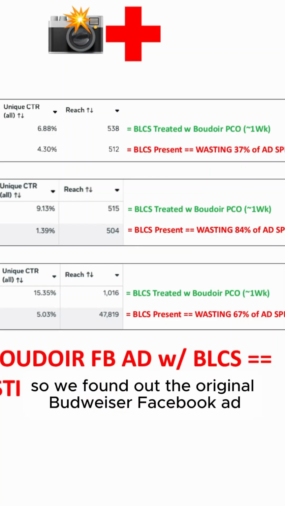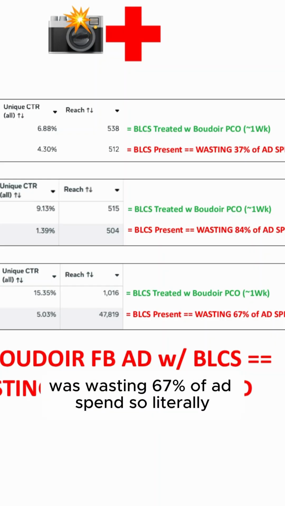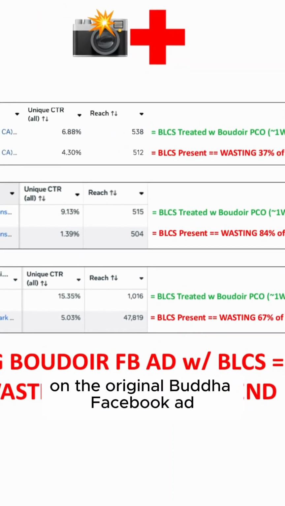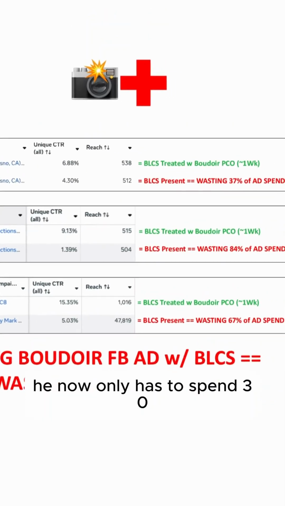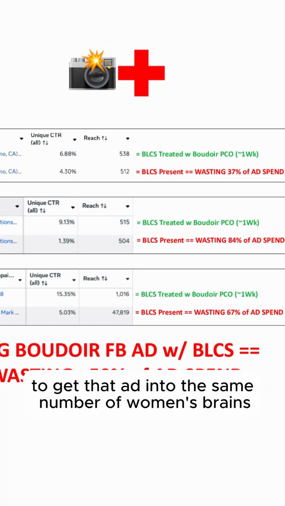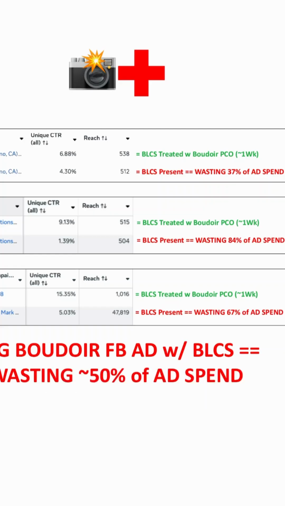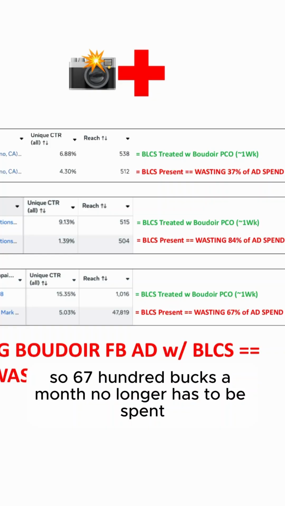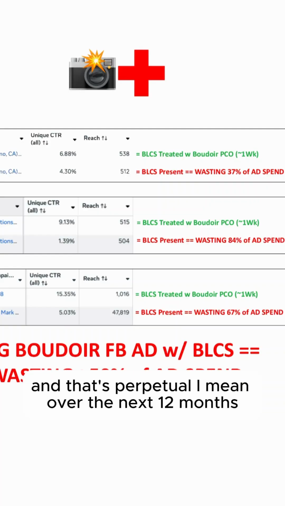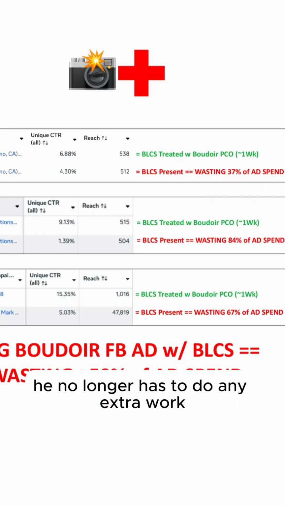So we found out the original Boudoir Facebook ad was wasting 67% of ad spend. So literally, if he spent 10 grand a month on the original Boudoir Facebook ad, he now only has to spend $3,300 a month with the Boudoir Pico traded ad to get that ad into the same number of women's brains as, in both scenarios. So $6,700 a month no longer has to be spent. He can keep that in his pocket as a phantom bonus, and that's perpetual. I mean, over the next 12 months, that's like 80K back in his pocket, he no longer has to do any extra work.